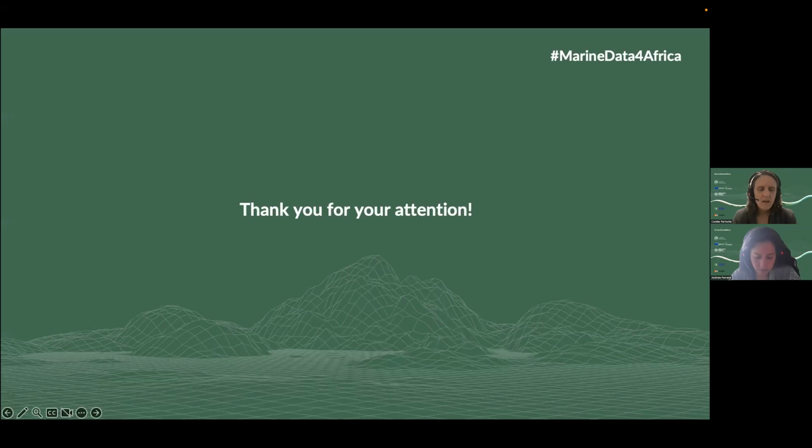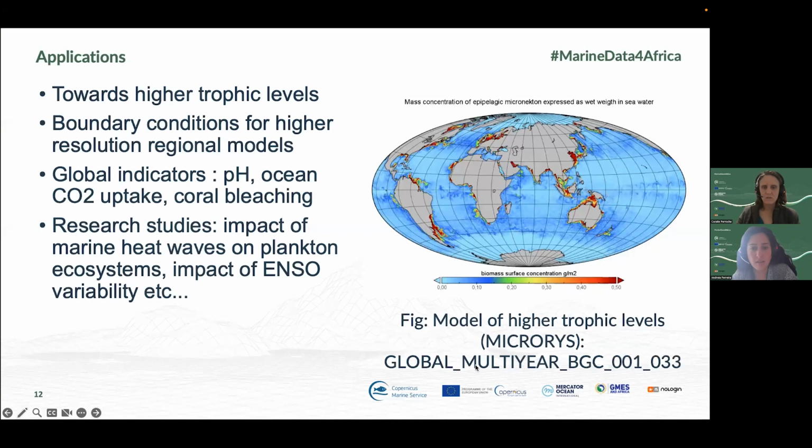I didn't get that. In fact, we plug the high trophic level model. The high trophic level models are forced by our outputs. Oh, okay, so it's already used actually. Yes, and it's a product that is in the Copernicus catalog, and it's the 133 product. Yes, it's the MicroRIS product that is referenced here. Oh, okay, and it's a product produced by CLS. So great! So already in the catalog. Yeah, it's already in action, actually.